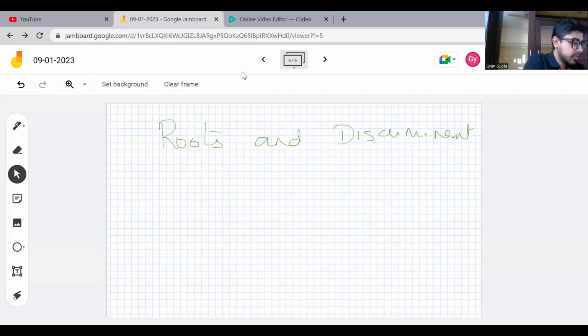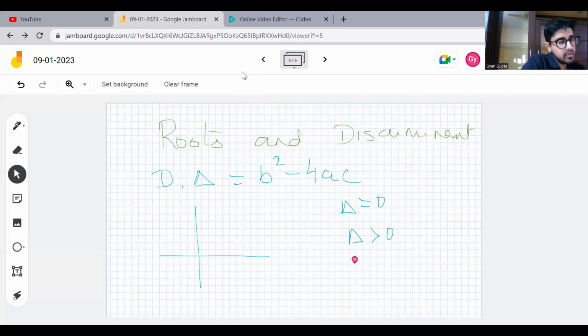Now, discriminant, let's call that b. Some people call it delta, is equal to b square minus 4ac. Cases that exist: delta can be equal to 0, delta can be greater than 0, delta can be less than 0.